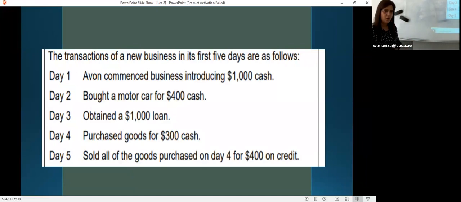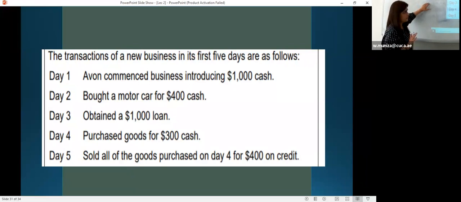Cleared? Normally, we do give a narration also below this transaction, the small statement showing what has happened in the transaction: cash introduced in the business. Got it? But because you will be dealing with multiple choice questions, it's okay.